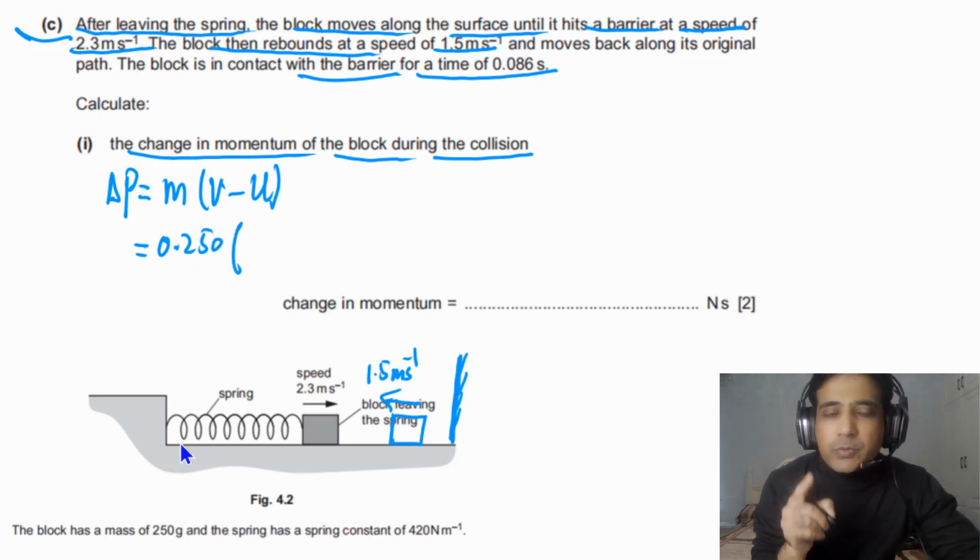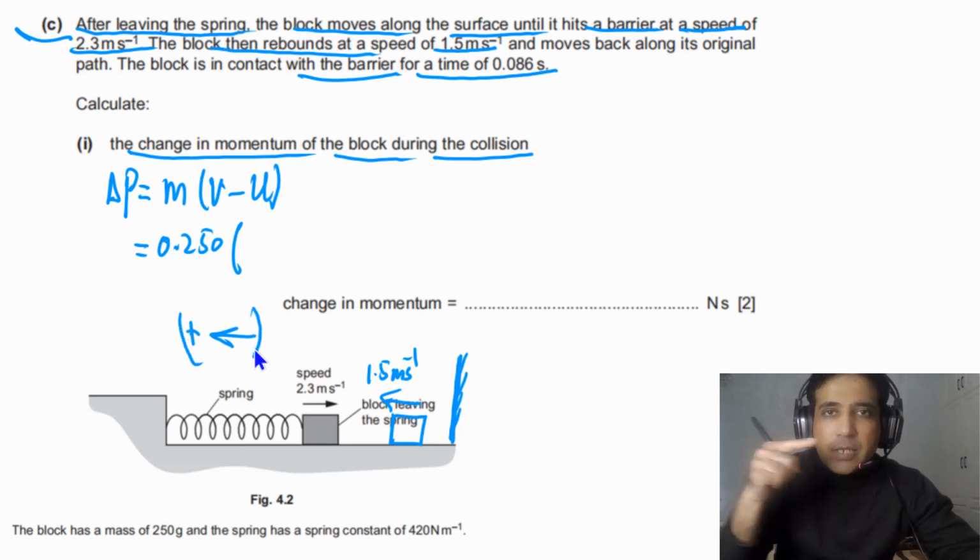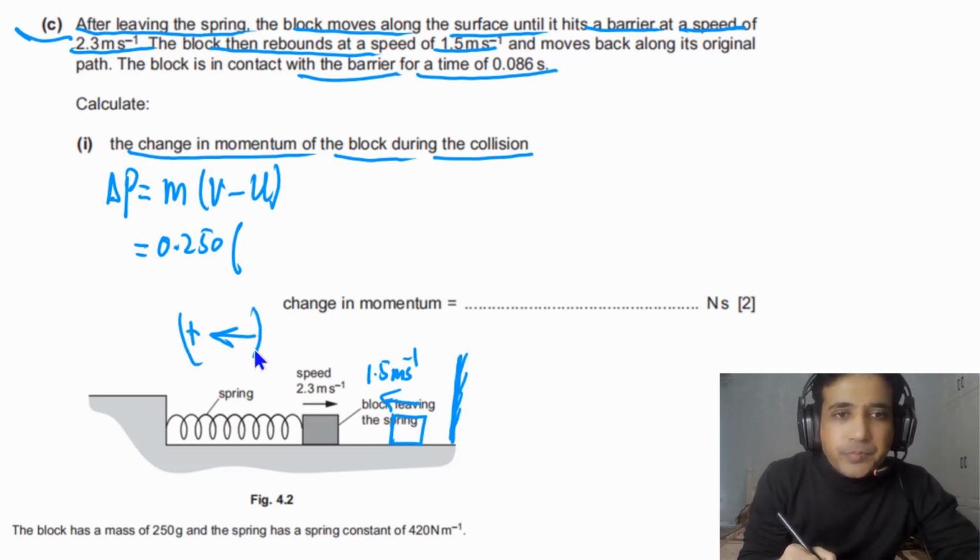We need to take one direction as positive because momentum is a vector quantity. So we will take to the left as positive, because to the left is the direction of the resultant force. So our answer will be positive. It simply means that this value is positive and this value is negative. So simply we can plug in values. We have 1.5 minus, into, we have minus 2.3.